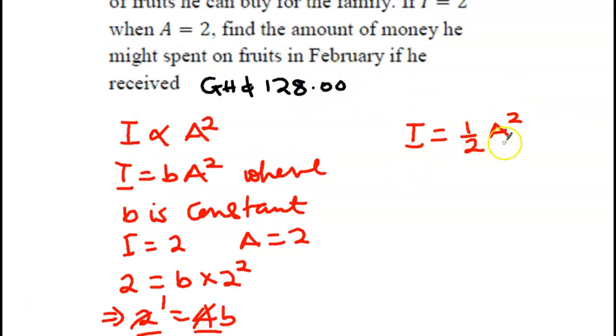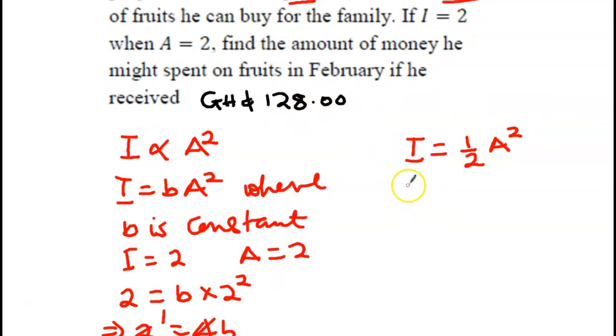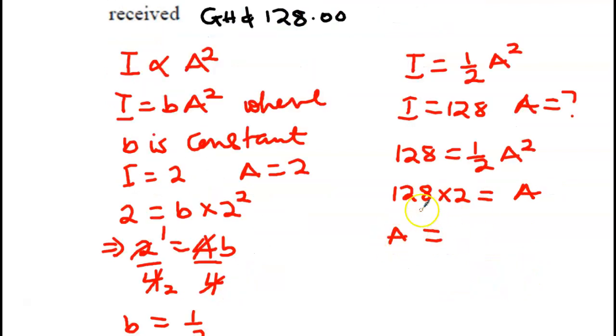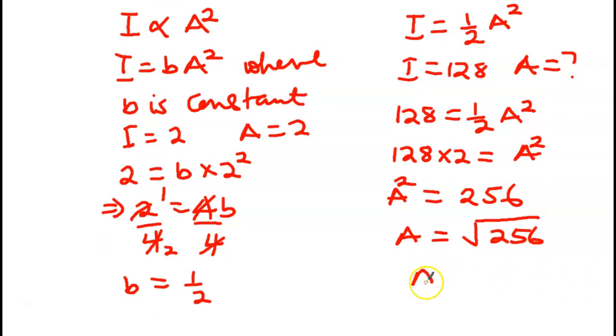So we have to find the amount; the income has been given. So I is equal to 128. A we don't know. So let's substitute them. 128 is equal to half A squared. Now to find A, let's first cross multiply. So 128 times 2 is equal to A squared. A squared is equal to 128 times 2, which is 256. So A is equal to the square root of 256. So our A becomes the square root of this, which is 16.